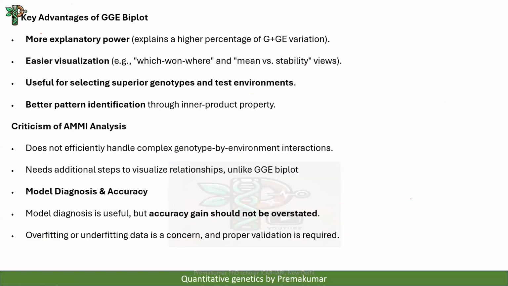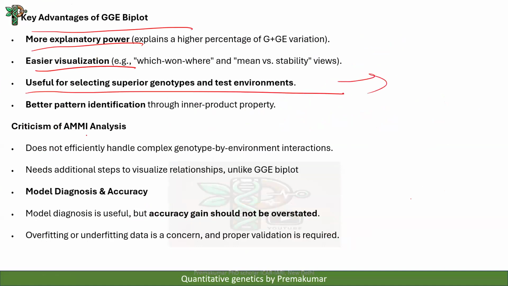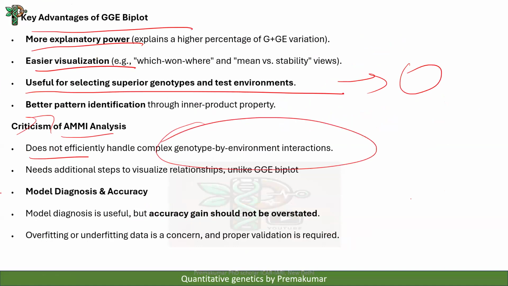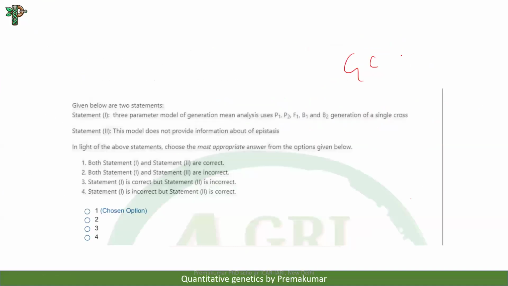That's why the key advantage of the GGE plot is that it has more explanatory power, more visualization, and it can easily select the superior genotypes based on the environmental graph. But the criticism for AMMI analysis is that it does not efficiently handle complex genotype by environment interaction. That's why GGE biplots are better than AMMI biplots.